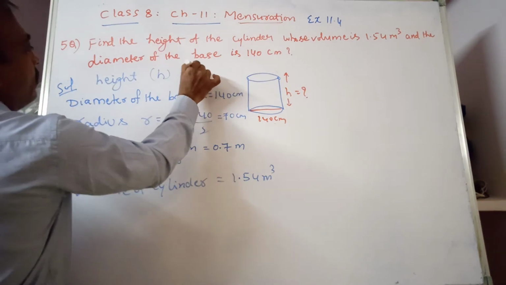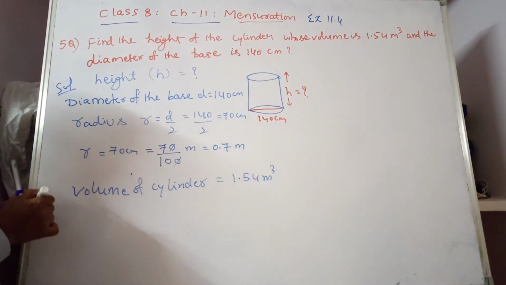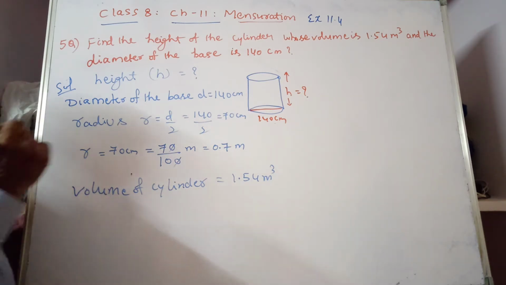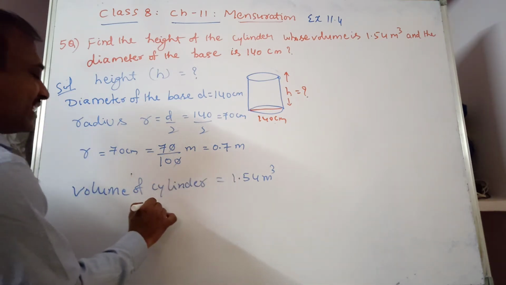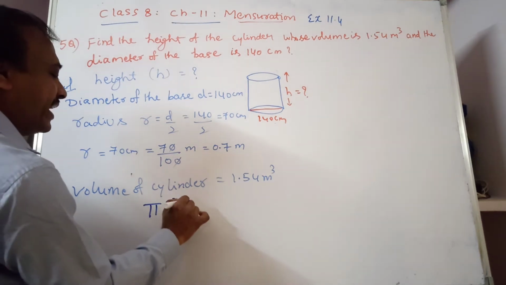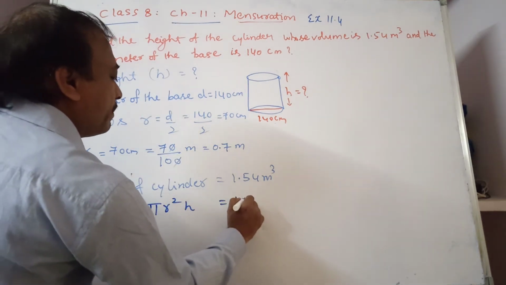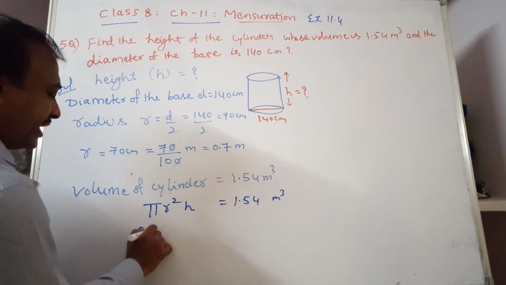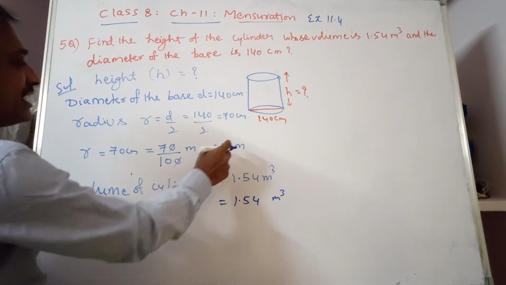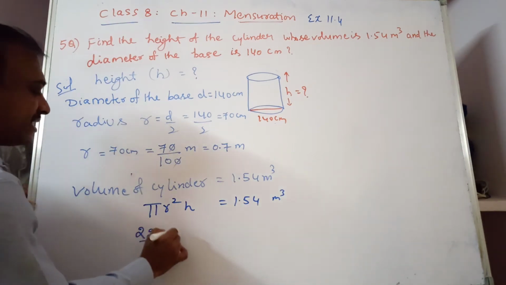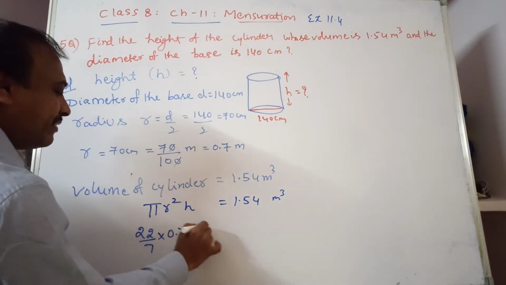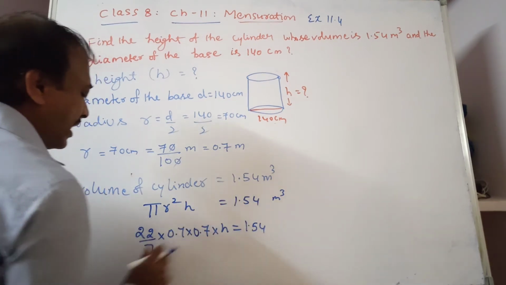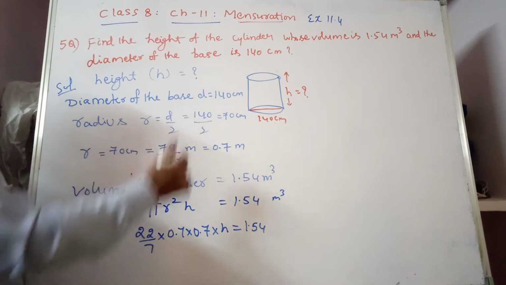H is equal to, this is the question mark. So volume of cylinder we know, what is the formula for volume of cylinder? Base area into its height, which is nothing but pi r square h is equal to 1.54 meter cube. So here pi value 22 by 7 into radius, just now we calculated 0.7 into 0.7 into h is equal to 1.54. Now you see, afterwards you can write units at the end.